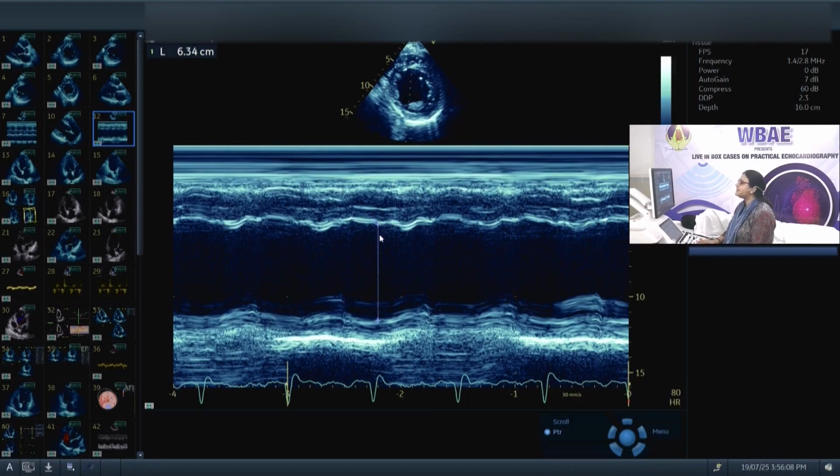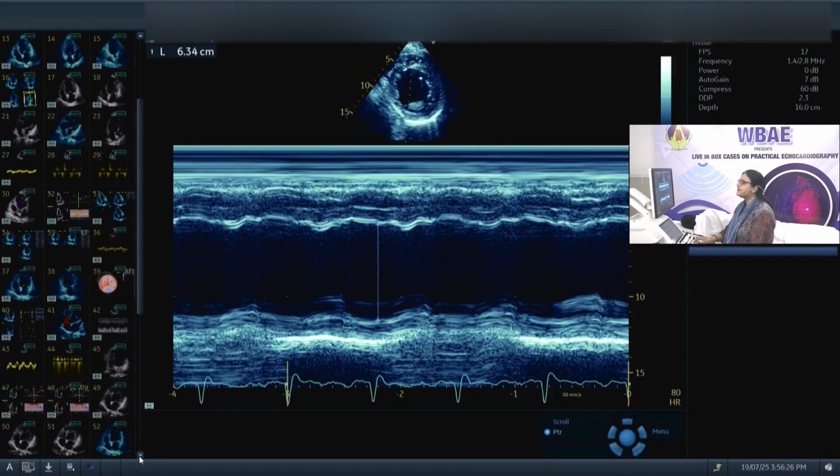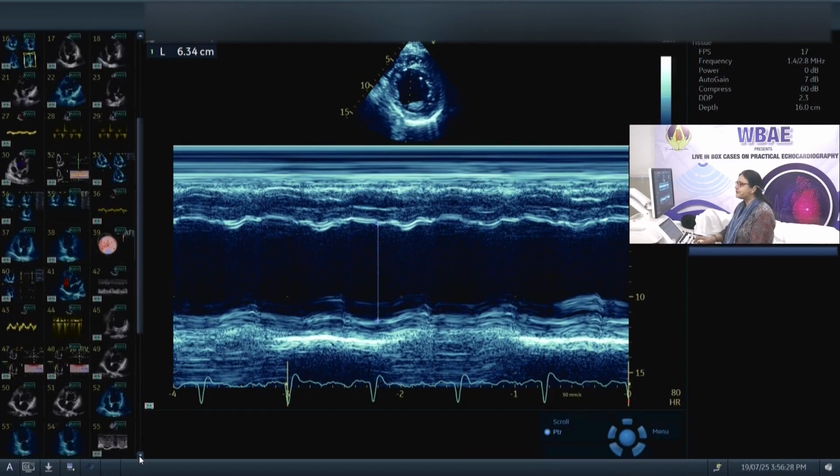And here you can see that the end diastolic dimension is 63 and the end systolic dimension is 58, which means that this patient has LV dilatation and global hypokinesia of the LV. So after this, we will have to assess the ejection fraction of this patient.